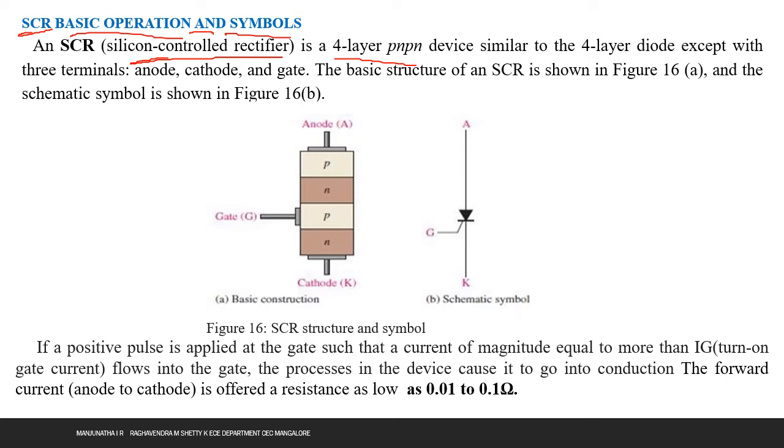device, having 4 layers like PNPN, similar to a 4-layer diode, except with 3 terminals: anode, cathode and gate. The basic structure of SCR is shown in figure 16A here. And the schematic symbol is in figure B. So figure A depicts the basic construction, and figure B the schematic symbol.